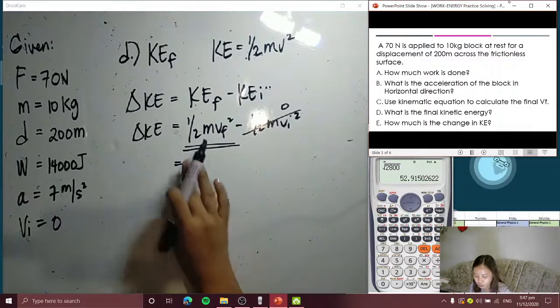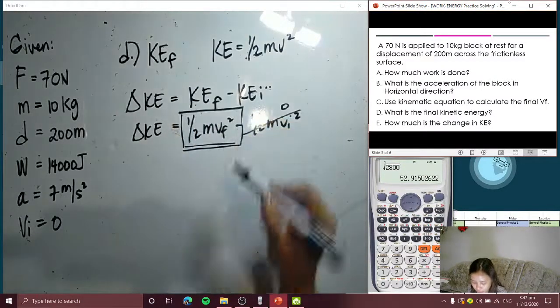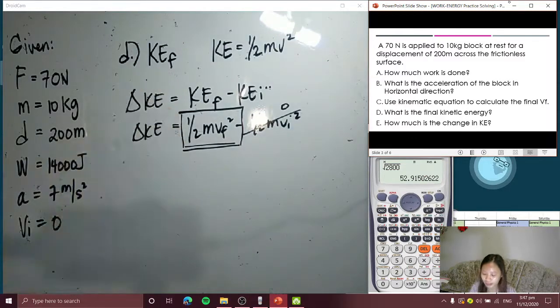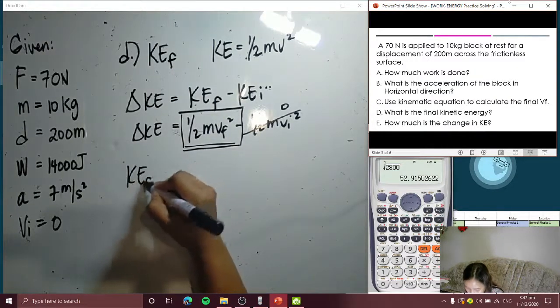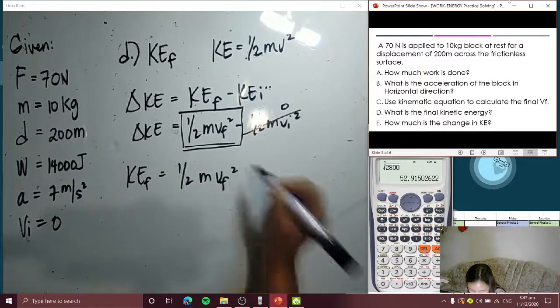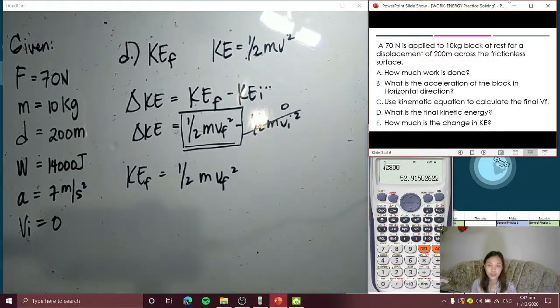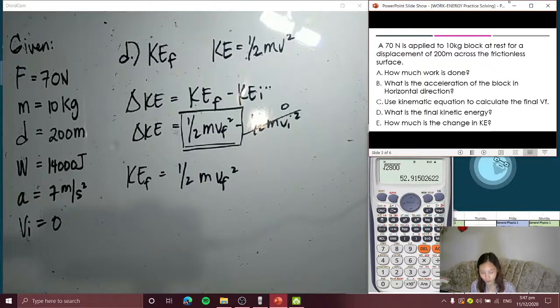Miss, I have a question. We always focus here, it's because we always look for KE final. So in order for us to look for the KE final, we will use 1/2 mvf squared. Now let us solve for our KE final using our equation.